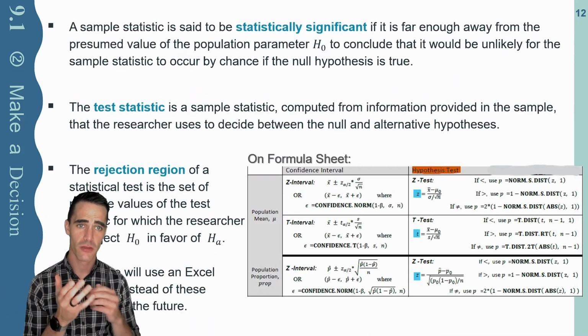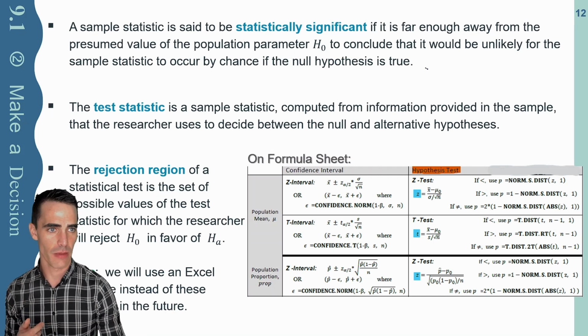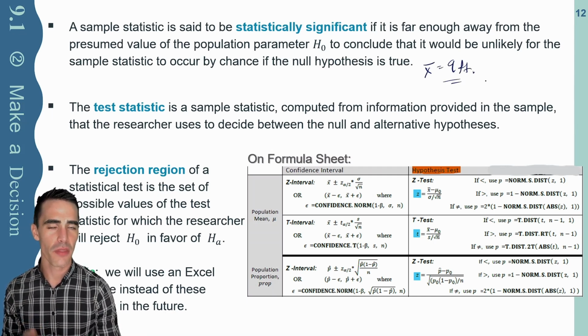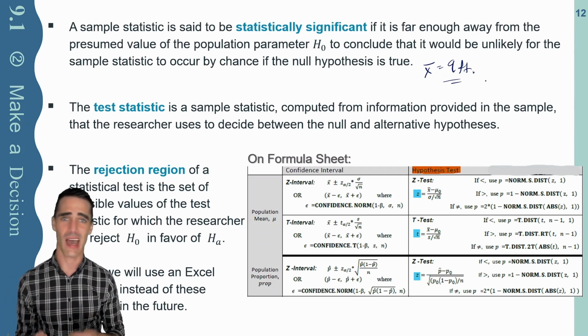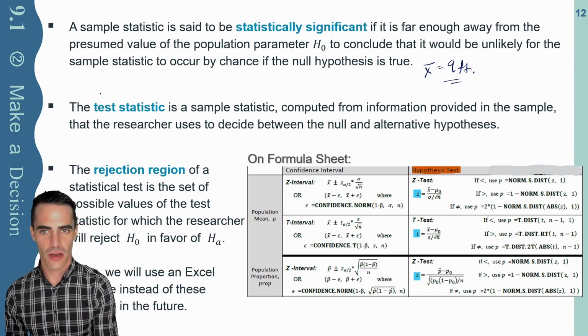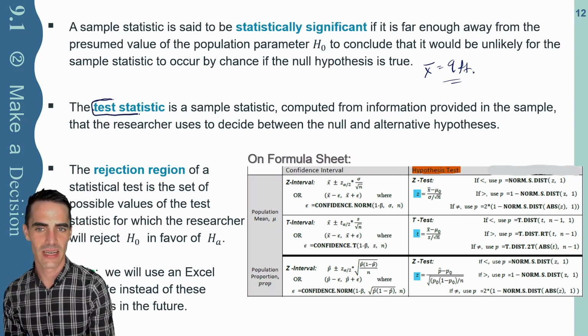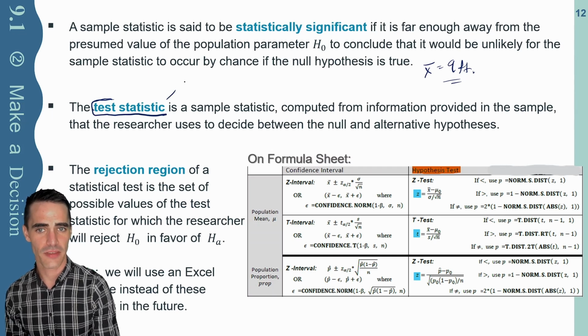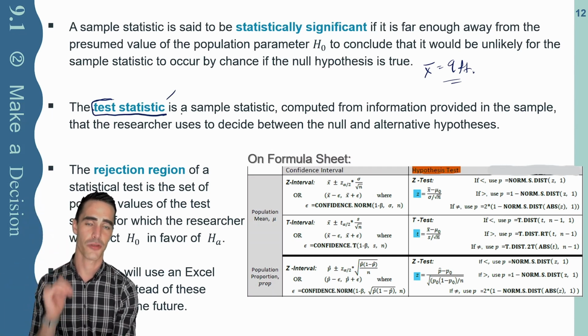We talked earlier about those samples that we gather. Maybe for the length, we said a sample mean of 9 feet. Well, how do I know that that's statistically significant or not? It really depends on what we call a test statistic, and there are a couple of different types of test statistics. It really depends on what kind of test you're trying to run.